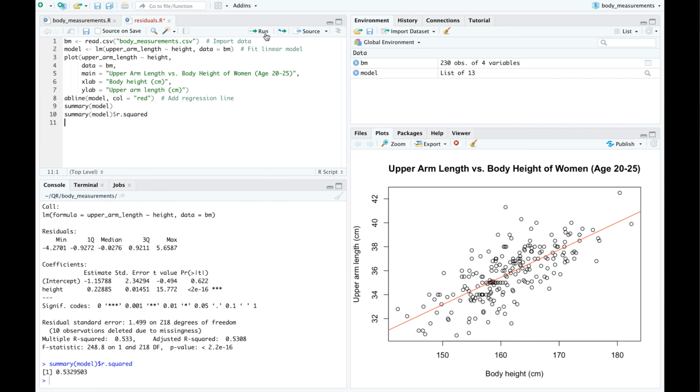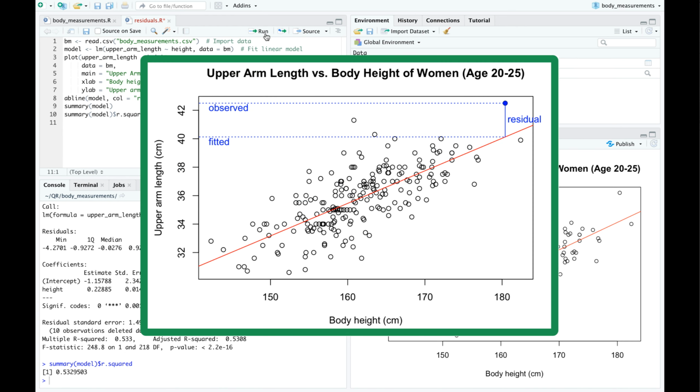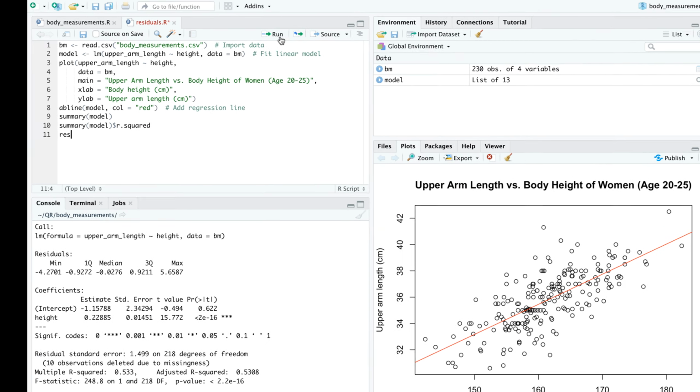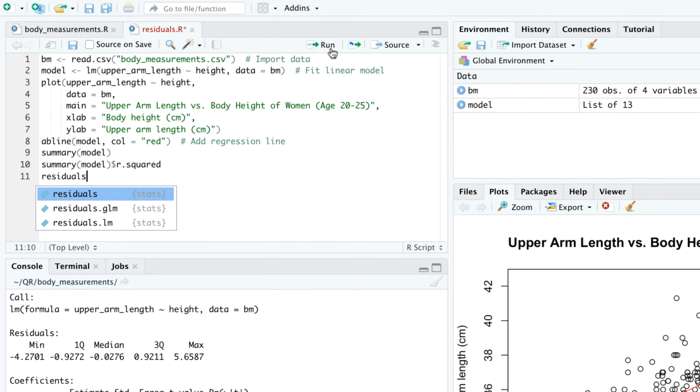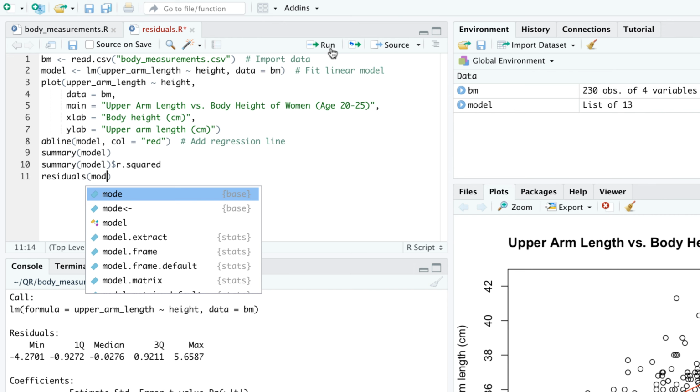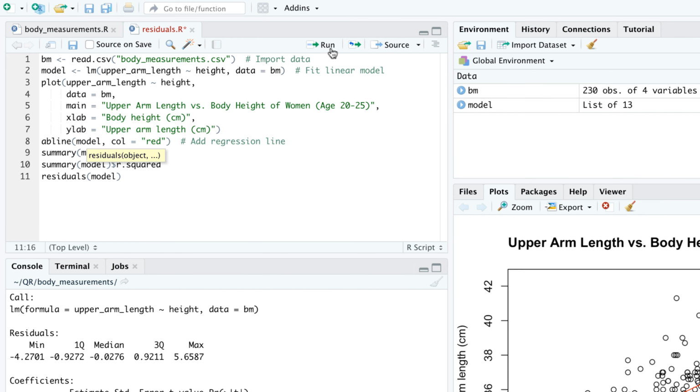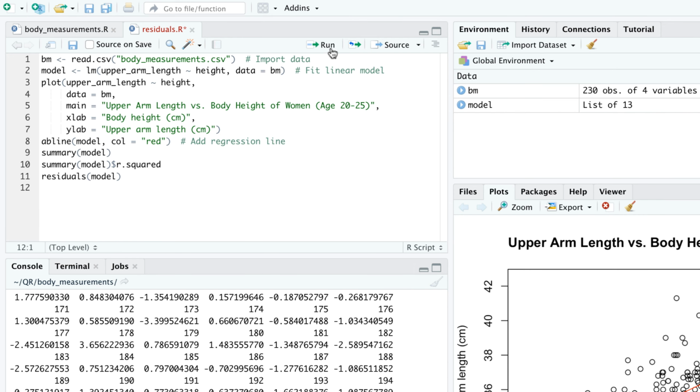As our textbook explains in chapter 7.1, the residual of an observation is the observed value minus the predicted value. This plot shows the residual of the data point highlighted in blue. We can obtain the residuals for all observations with the function residuals. The residuals play a key role in assessing whether a linear model is a good description of our data. Our textbook suggests that we should always make a scatter plot of the residuals after fitting a linear model.